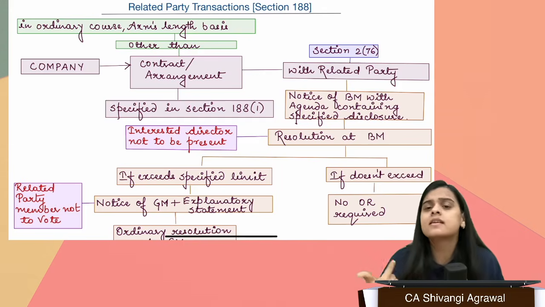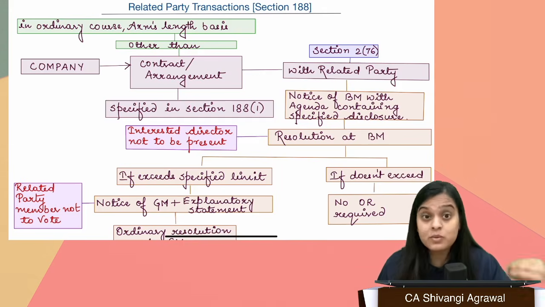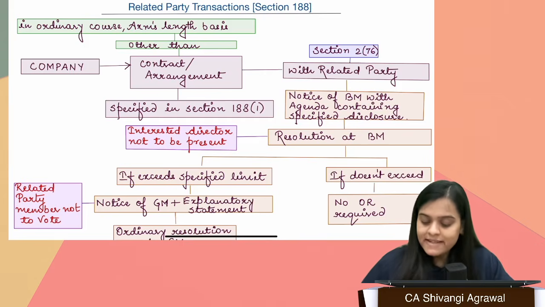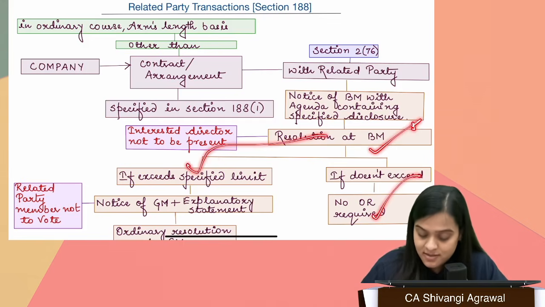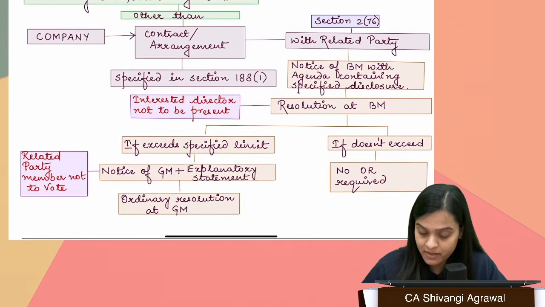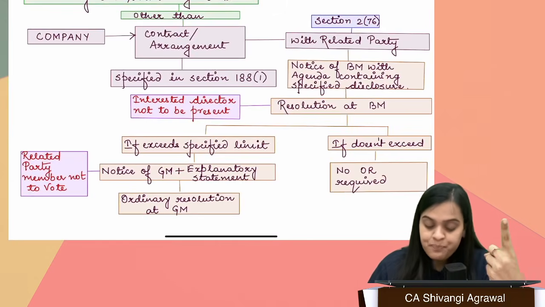So other than at arm's length price, if the company is entering into any contract or arrangement with a related party, then you need a resolution at board meeting. If it doesn't exceed the limit, no OR is needed. If it exceeds the limit, then you also need an ordinary resolution at general meeting. So at the board meeting, the resolution is mandatory.